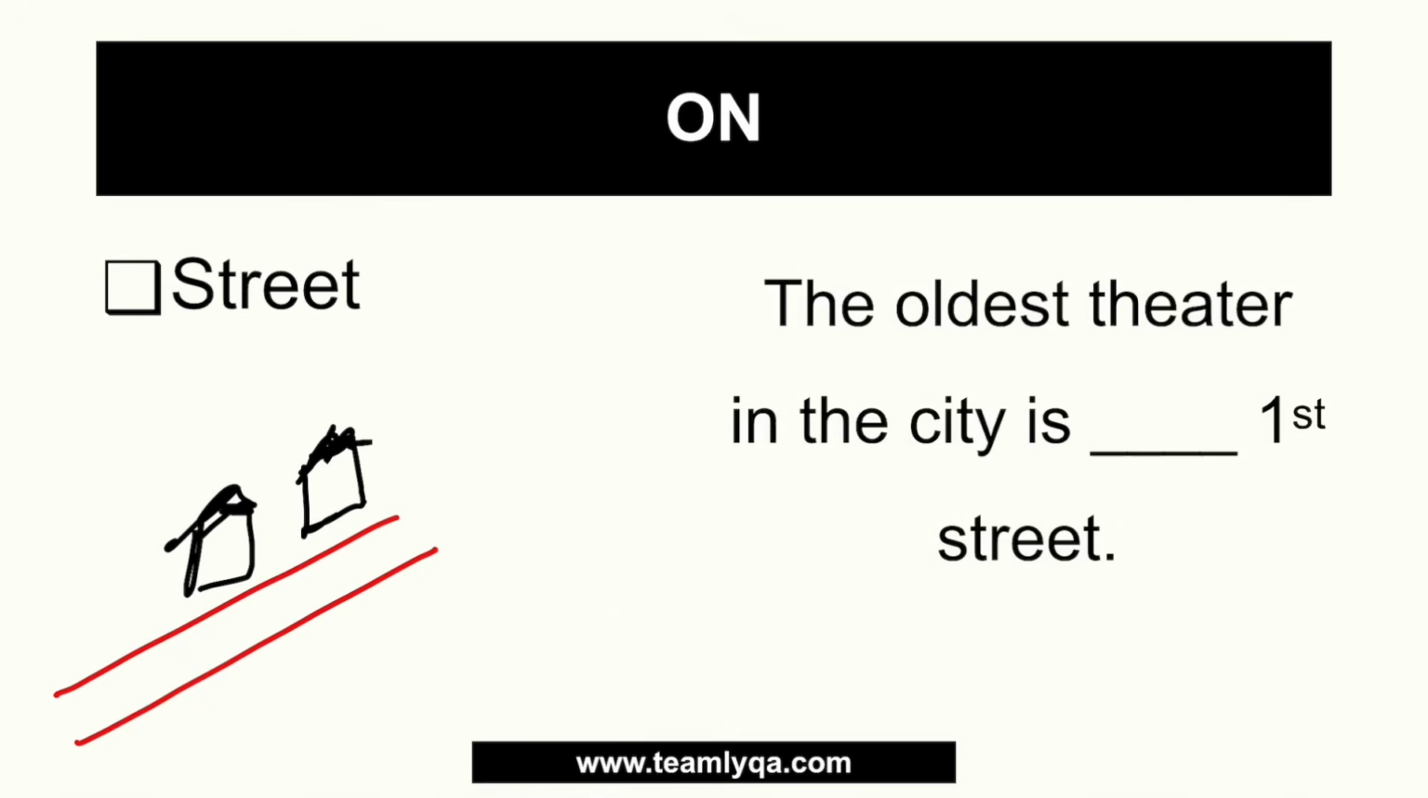So, for example, dito sabi, the oldest theater in the city is blank First Street. So, First Street, that is a street. So, ibig sabihin, this has to be on. The oldest theater in the city is on First Street. Okay, so again, pag street na pinag-uusapan, use the word on.